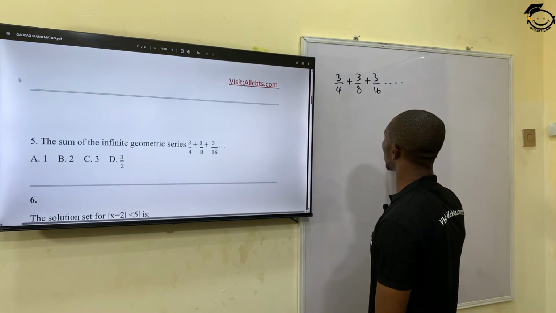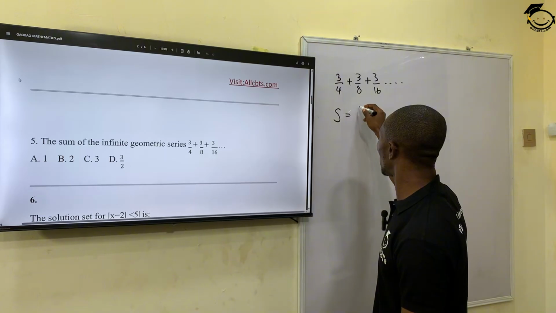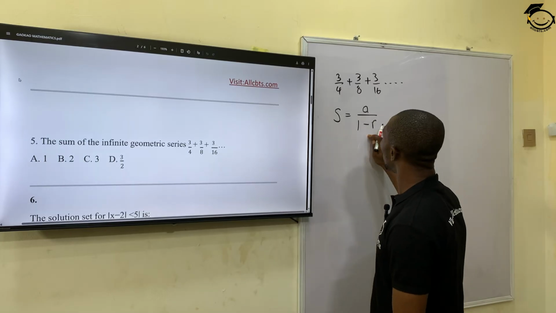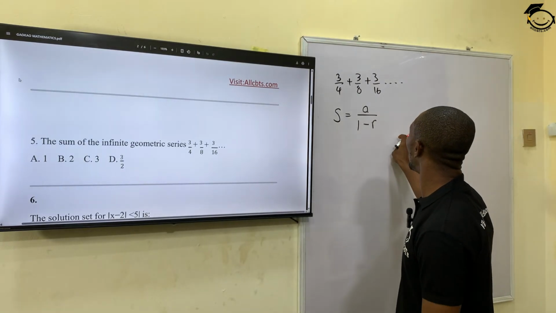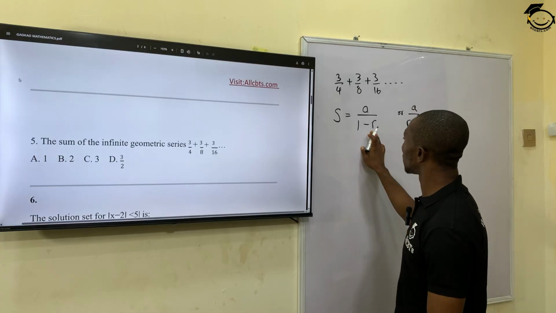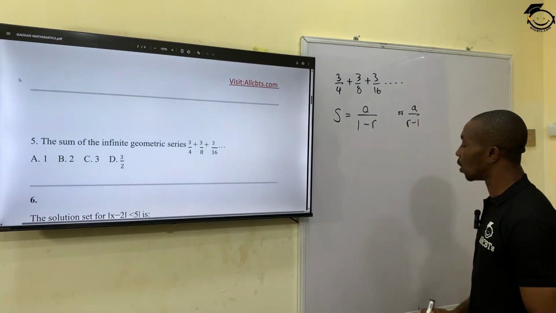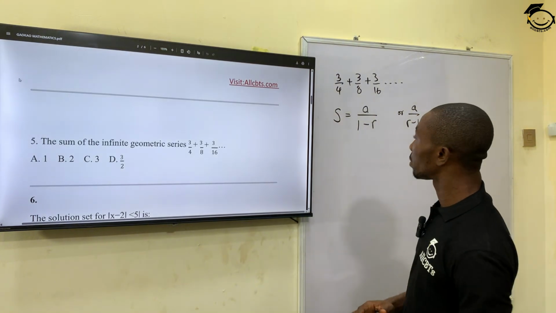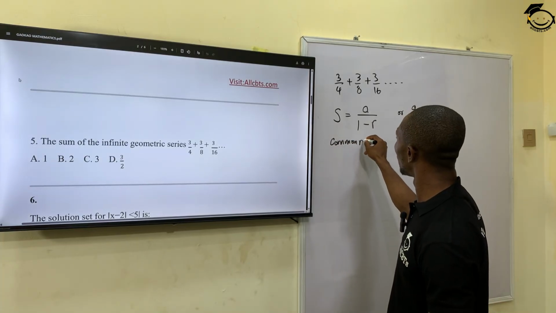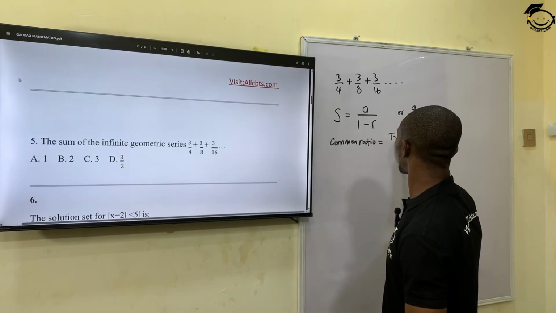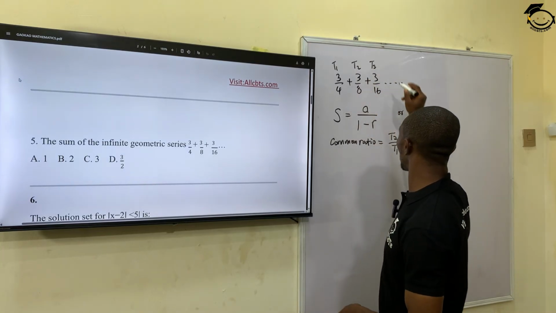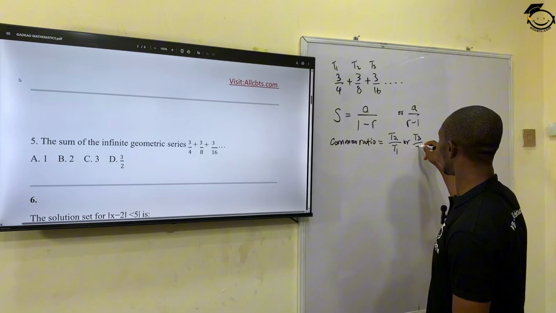Now, in order to find the sum, we know that our sum equals a all over 1 minus r when r is less than 1, or a over r minus 1 when r is greater than 1. Now, for us to find our r, what is our r? Our r is our common ratio. And we know that for common ratio, we are having it as T2 divided by T1. And these are T1, T2, T3. Or we can use T3 over T2.